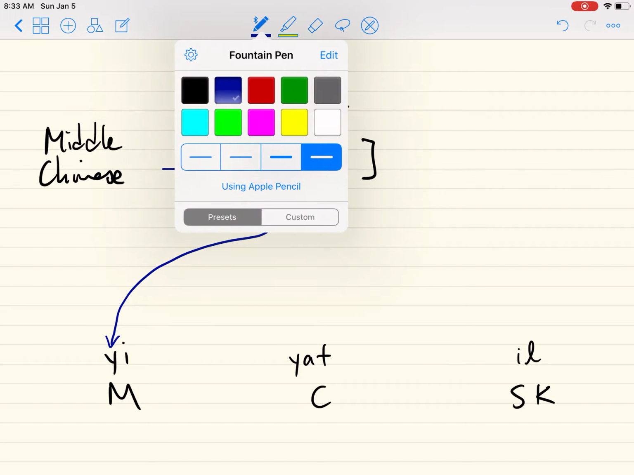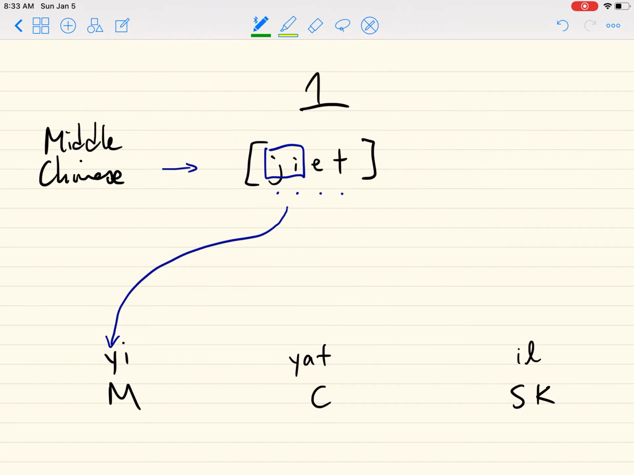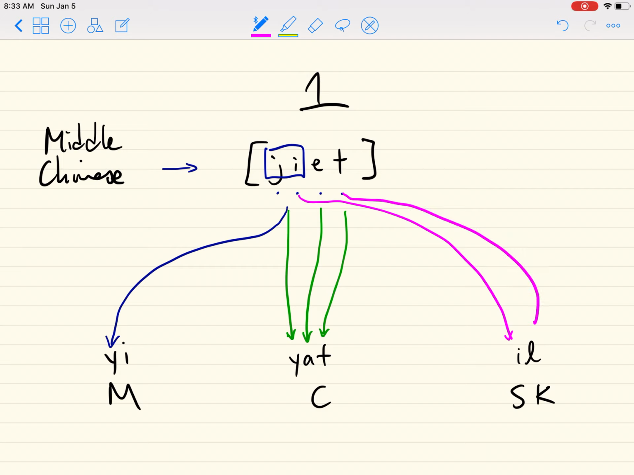If you look at the Cantonese, what you'll notice is the J and the I have merged into a y sound, and then the final consonant T has been preserved. And if you look into the Korean pronunciation, the J is dropped, the I is preserved, the E sound is dropped, and then interestingly, you have a T that has turned into an L sound, so it becomes il.